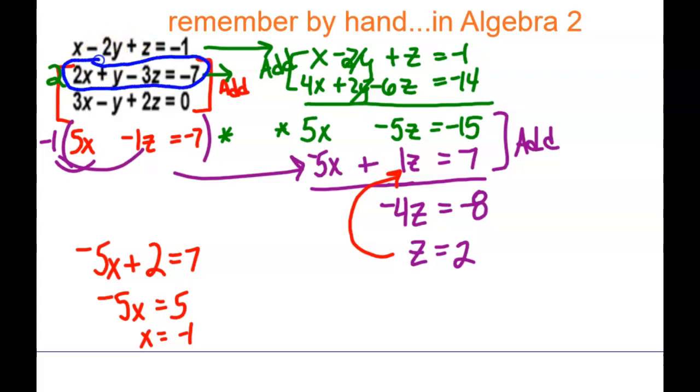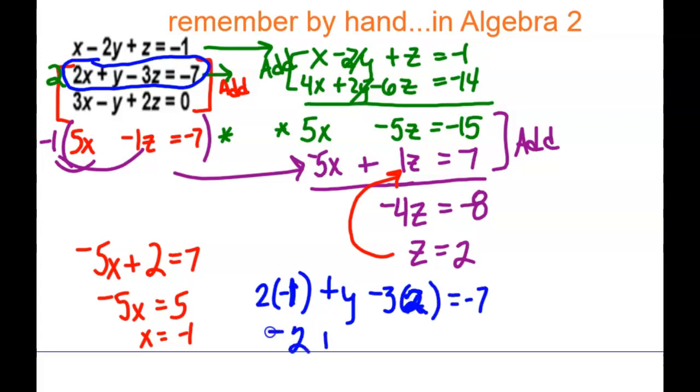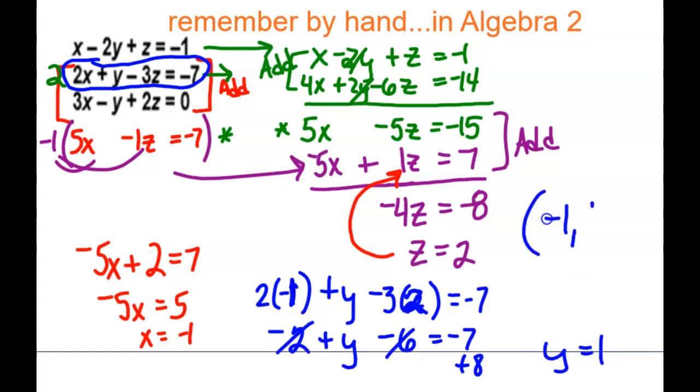Does that make sense? So I would have 2 times x plus y minus 3 times z, which is a 2 now, equals negative 7. All right, that would give me negative 2 plus y minus 6 equals negative 7. So I need to add 8 to this side to get rid of those. So then I would have y equals 1. So I had x equals negative 1, y equals 1, and z equals 2. Did you want to do about 6 of those by hand? Because that used to be what we had to do.